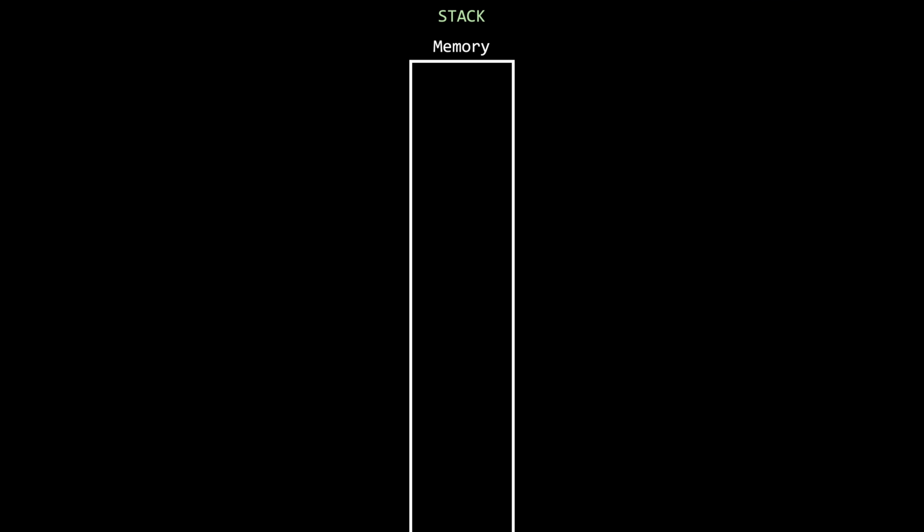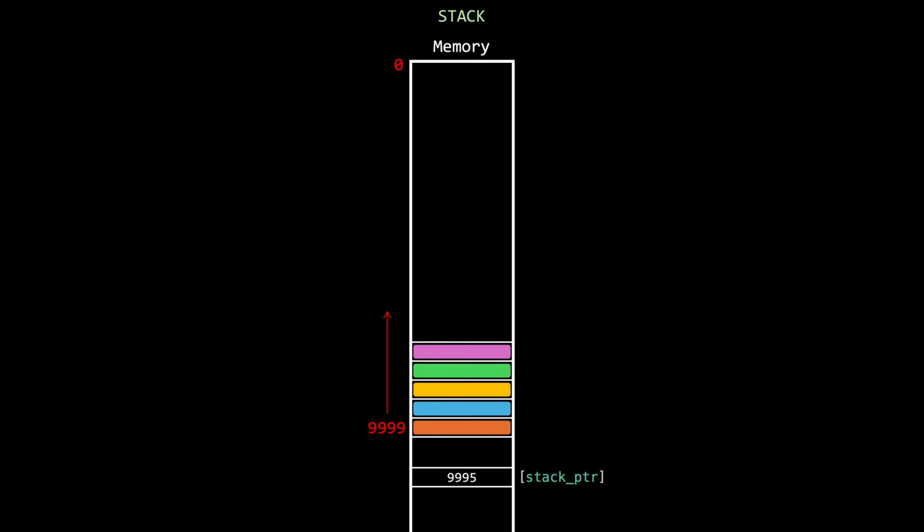First, we choose a region of memory where the stack will live. For simplicity, let's say our stack starts at memory address 9999, and it grows downward in memory toward lower addresses. To push and pop elements, we need to keep track of where the top of the stack is. For that, we introduce another variable called the stack pointer. This variable holds the address of the topmost element in the stack.